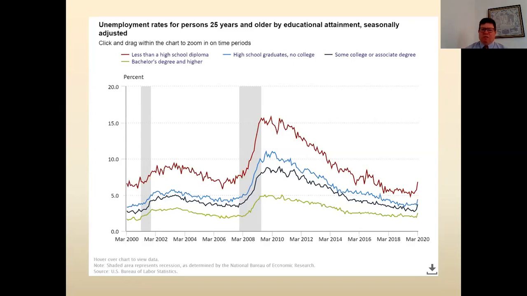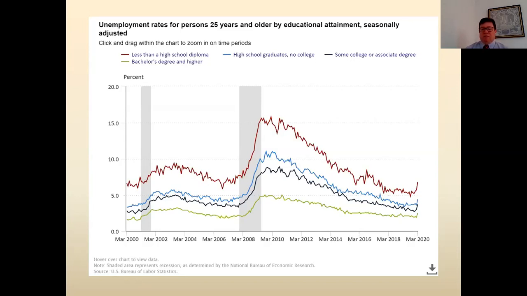So this is unemployment rates for people 25 years or older by educational attainment. And what you see is the light green line at the bottom is people that have a bachelor's degree or higher. In general, the economic pain isn't inflicted on them quite as much during bad times. So even during the height of the Great Recession, for people that had college degrees, the unemployment rate was only about 5%. Compare that to somebody who has less than a high school degree, which was up above 15%. So education makes a really big difference in people's ability to get jobs.